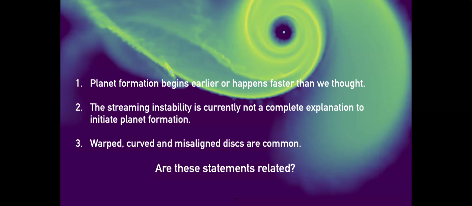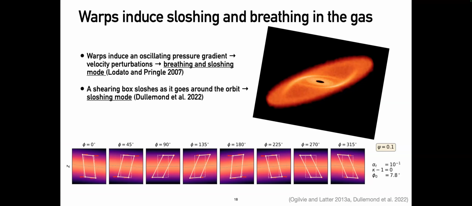So to try and answer that, we looked at a simulation of a warped dusty disk. We tried to understand, if you had a warped disk with dust in it, how would it evolve and how is it different from what we've seen before? So to start with, we need to think about what happens in a warped disk to the gas. Remember that these disks are a mixture of gas and dust. The dust is just along for the ride. So what is the gas doing first?